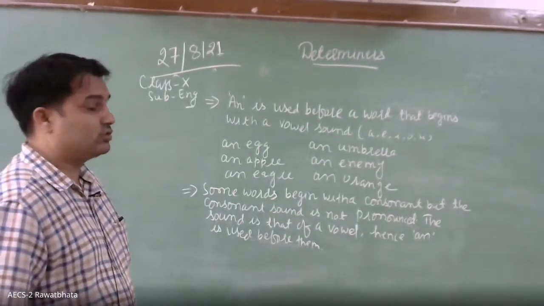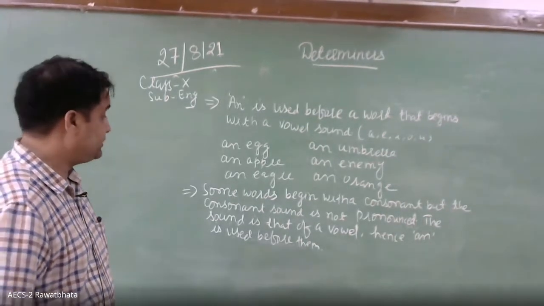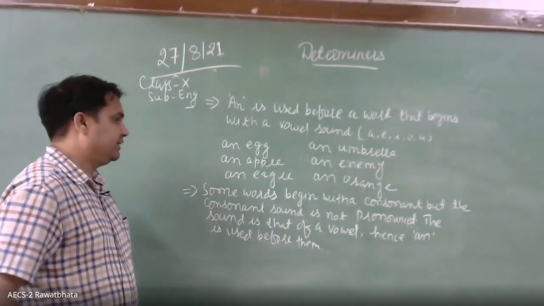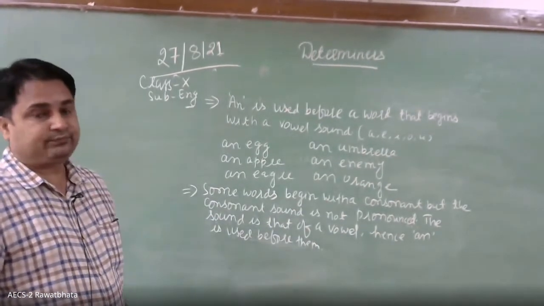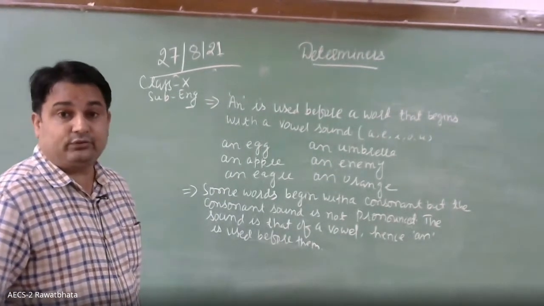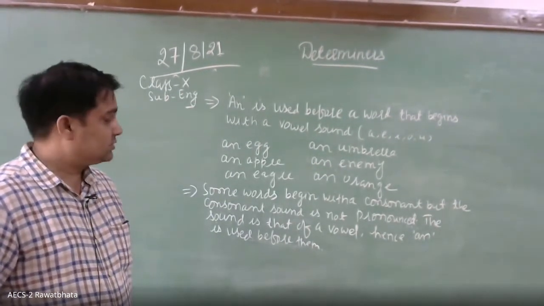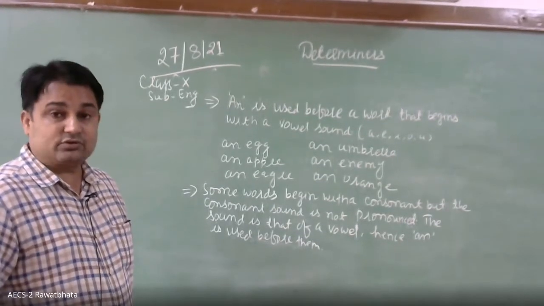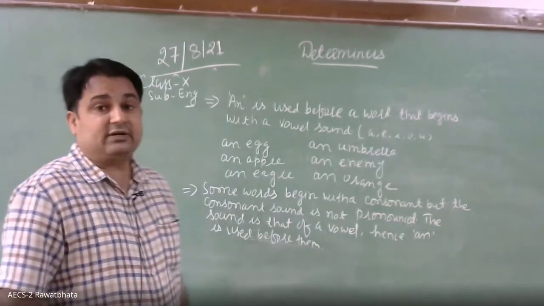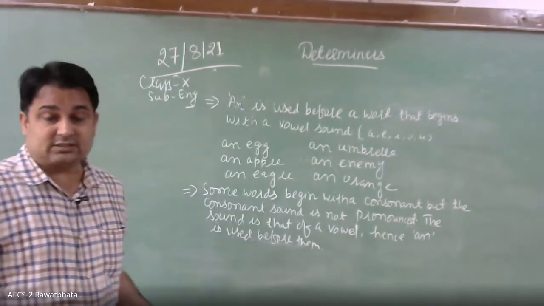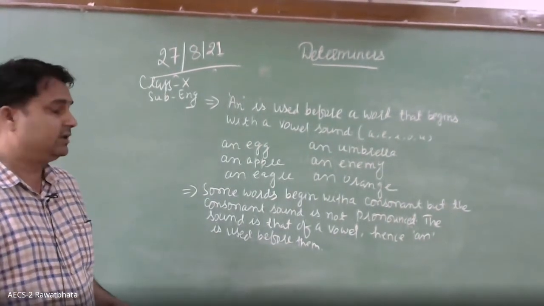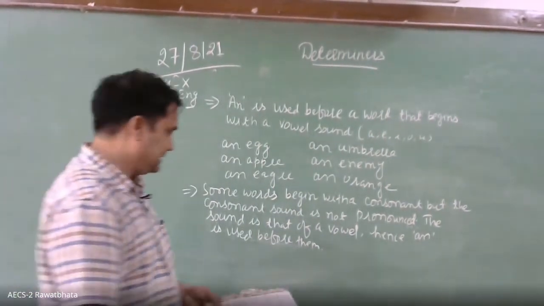Okay, so some words begin with a consonant, but the consonant sound is not pronounced. The sound is that of a vowel, and you have to focus on the sound. So they begin with a consonant, but the sound of the consonant is not pronounced. It is that of a vowel. So though it begins with a consonant, if the sound is that of a vowel, then you have to use an, as the examples are.